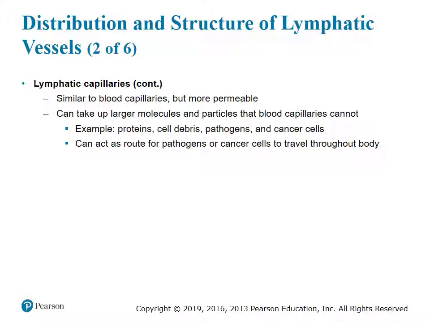So lymphatic capillaries are actually more permeable than blood capillaries. They can take up larger molecules where blood capillaries cannot. Bigger molecular structures. And to give you some examples there, large proteins can be taken up in the lymphatic system. Parts of cells that have been broken down or damaged. Pathogens like viruses and bacteria can be taken up through the lymphatic system.